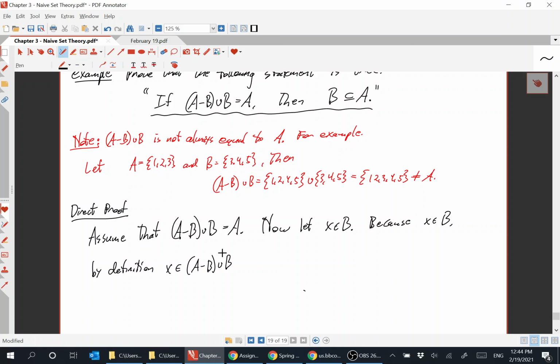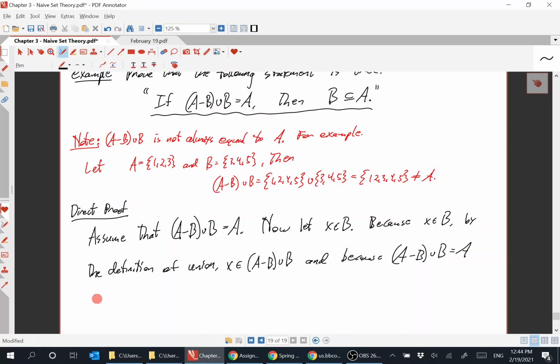Like if you're trying to prove other things, in general, that's kind of a good strategy to follow. What you were saying, by the definition of union, x is in this, and because A minus B union B is equal to A, we must have that x is in A. Is that it? Is that what we needed to show?